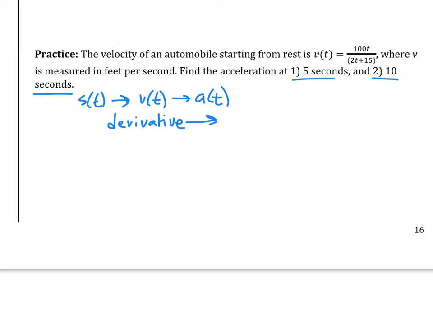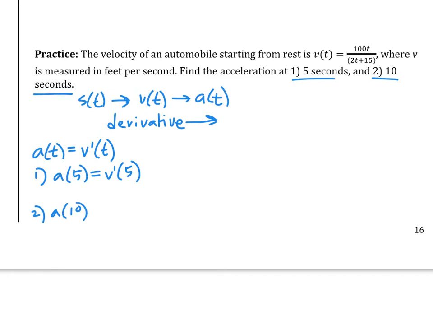So this is a pretty easy problem. It's just saying what is the acceleration at that time. We know that acceleration is the same as the derivative of velocity, and we just want those accelerations. So number 1 is just asking for a of 5, which is the derivative of v at 5, and number 2 is just asking for a of 10. So just a little bit of a note.